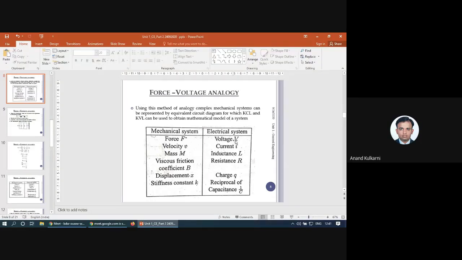Force voltage, you copy this table. Force is voltage. Velocity is current. Mass is inductance. B is nothing but R. Displacement is Q. And stiffness is nothing but 1 by C. You just copy this. Then we'll solve a problem on force voltage analogy. So we'll take a break of 15 minutes.